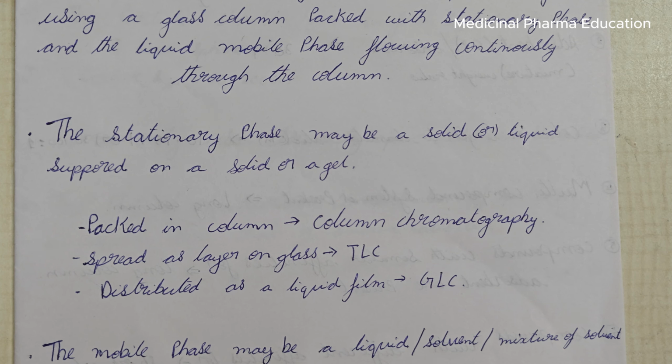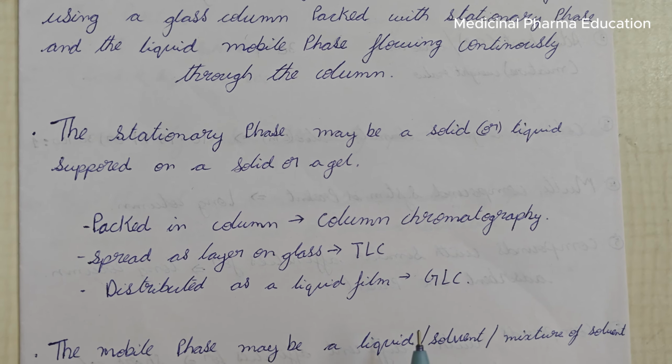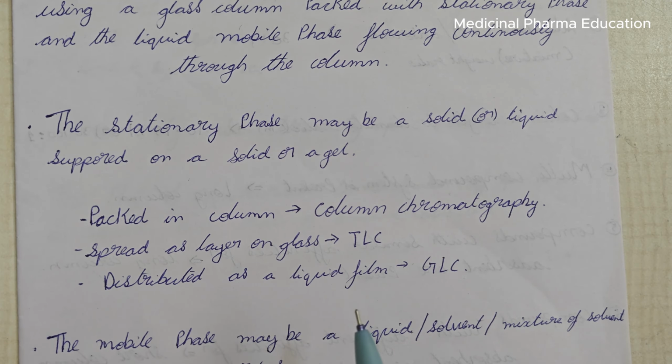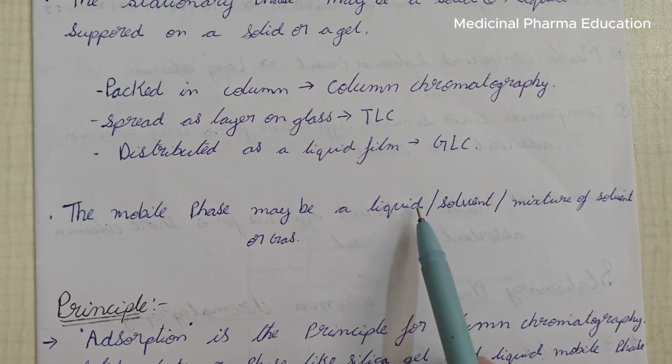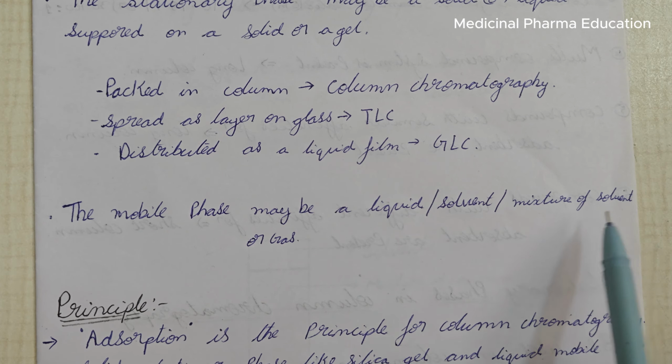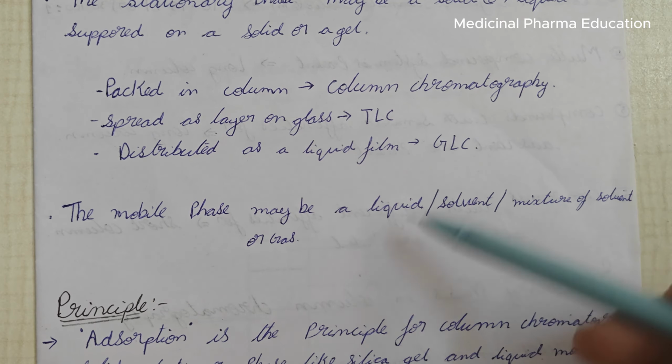What is the difference between other chromatography and column chromatography? If it is packed in a column, it is column chromatography. If it is spread as a layer on the plate, then it is TLC. If it is distributed as a liquid film, then it is gas chromatography. That's the basic difference. The mobile phase may be a liquid solvent, a mixture of solvents, or a gas. This is the mobile phase used.